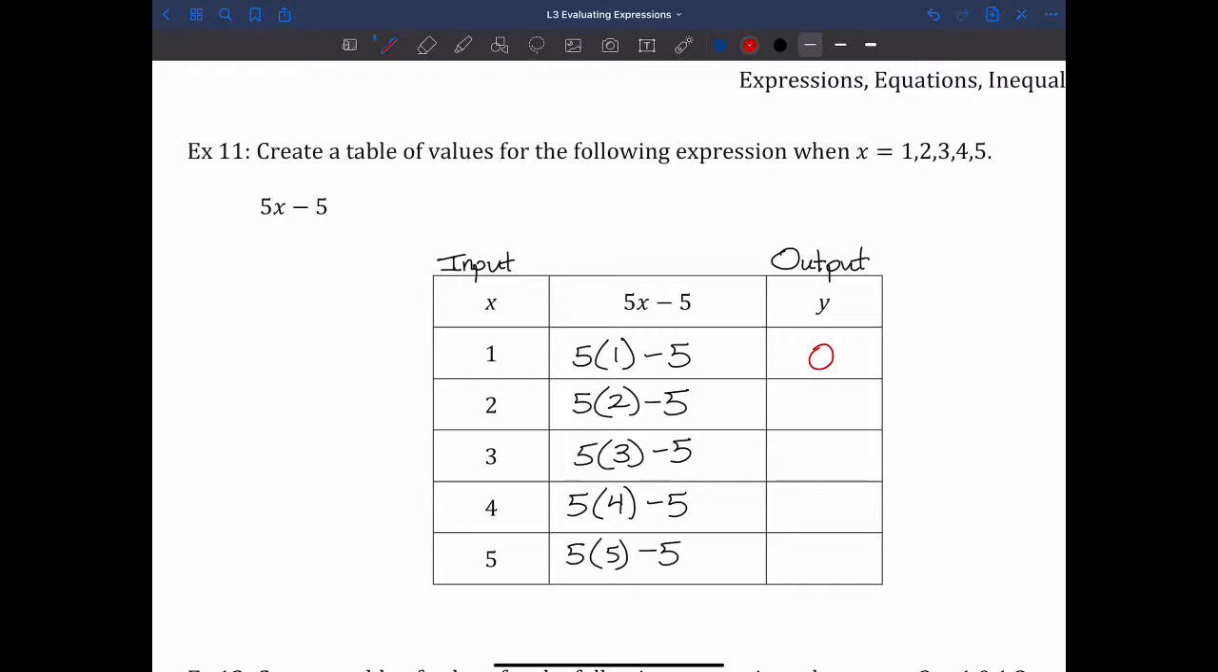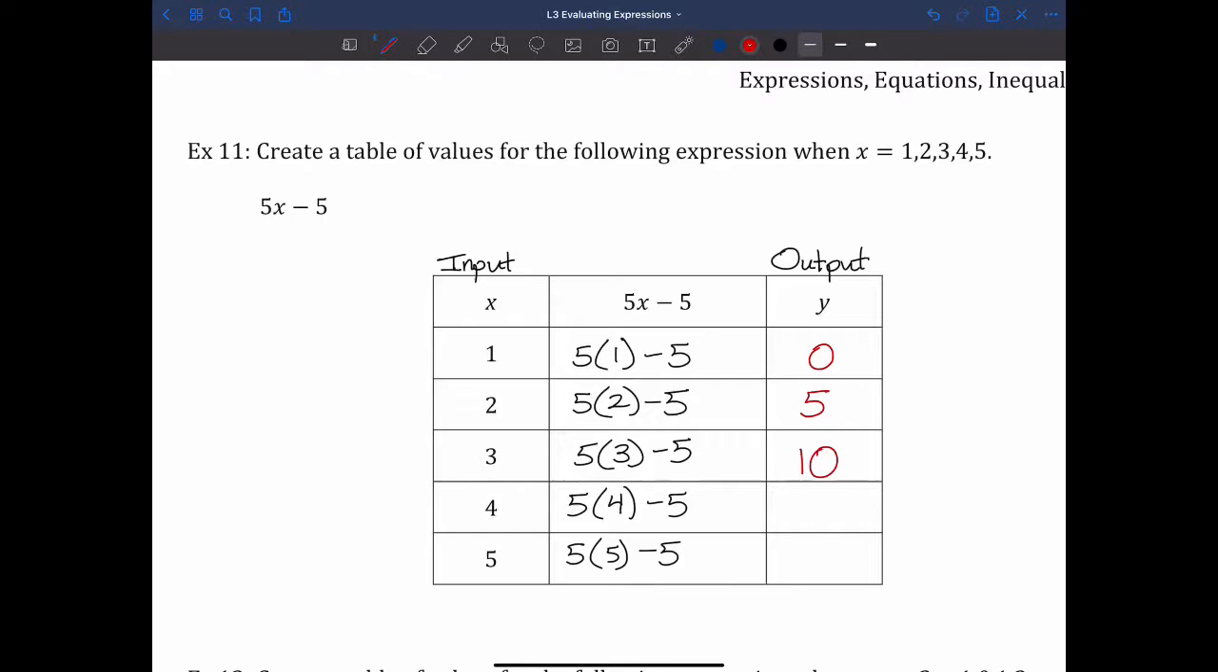Second one, 5 times 2 is 10. 10 minus 5 is 5. 5 times 3 is 15 for the next one. Minus 5 brings me down to 10. And then this can also help you find patterns like this one, right? It seems like it's just going up by 5 every time. Let's check out the next one to be sure.